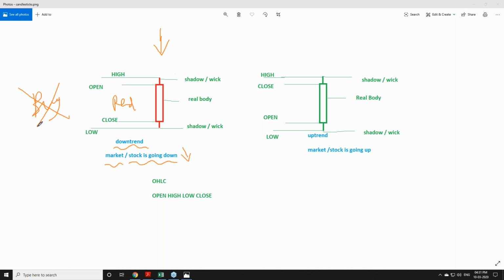Let it be 15 minutes time frame candles or daily time frame candles. When you see a red candle, we are not supposed to buy. We should wait till it turns to a green candle. Only on a green candle should we buy. Till then we should not buy. And likewise, when you see a green candle, it is an uptrend, and the market or stock or currency is going upside. We are not supposed to go and short.